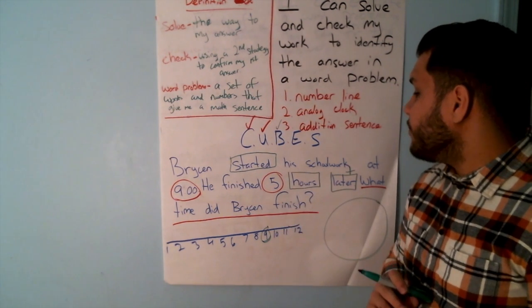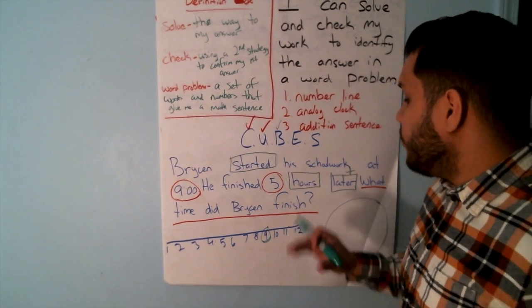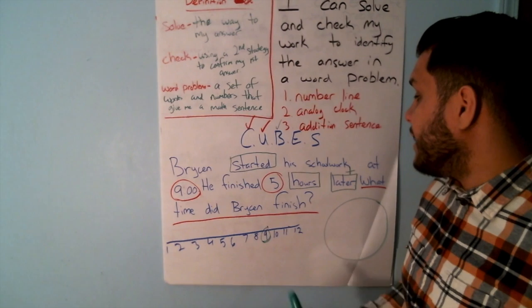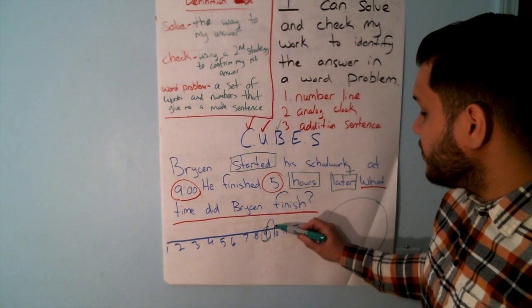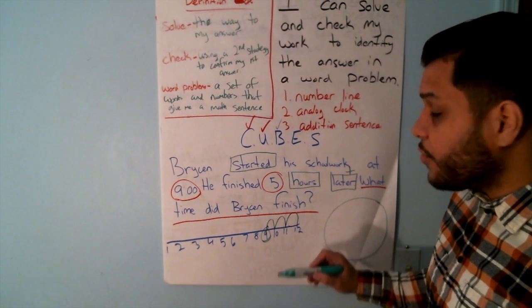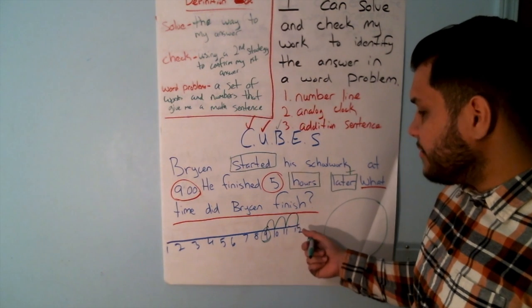So I know that I got to move 5 steps. Now I want to solve my problem. Well, I've evaluated already that he's starting at 9. And now he needs to move 5. So let's move. Ready? 1, 2, 3. I ran out of space to move.